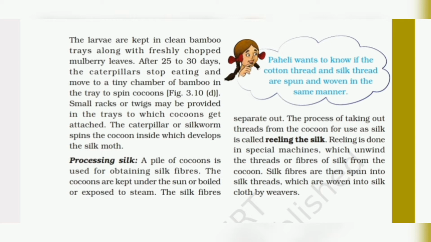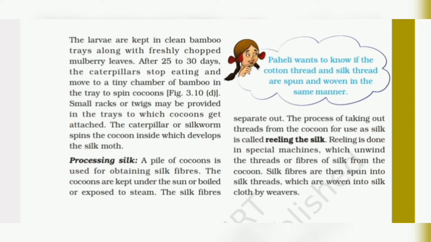Then we have another subtopic in this, that is processing silk, that is how silk is processed. A pile of cocoons is used for obtaining silk fibers. The cocoons are kept under the sun or boiled or exposed to steam. The silk fibers separate out. The process of taking out threads from the cocoon for use as silk is called reeling the silk. Reeling is done in special machines which unwind the threads or fibers of silk from the cocoon. Silk fibers are then spun into silk threads which are woven into silk cloth by weavers.